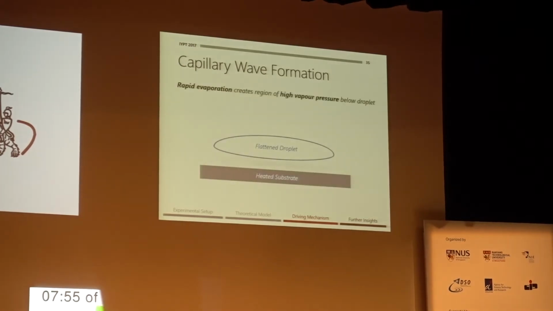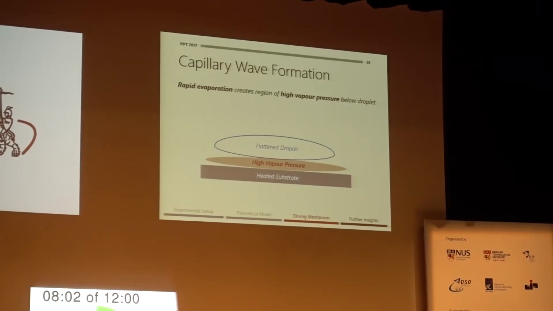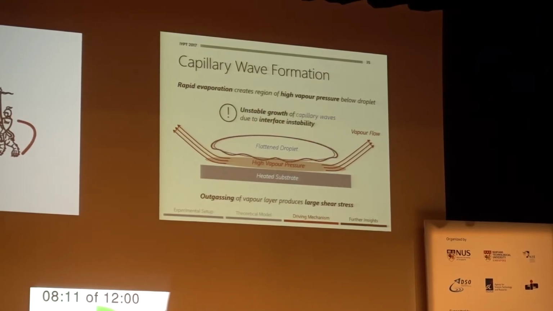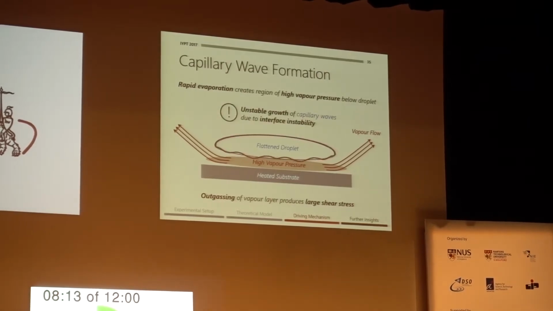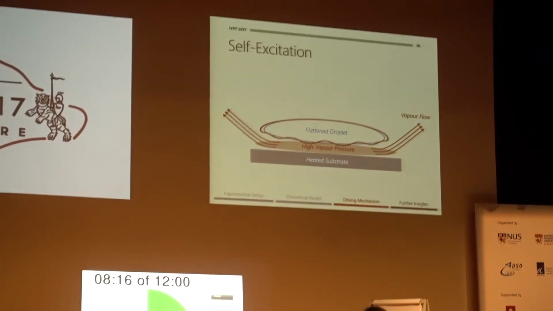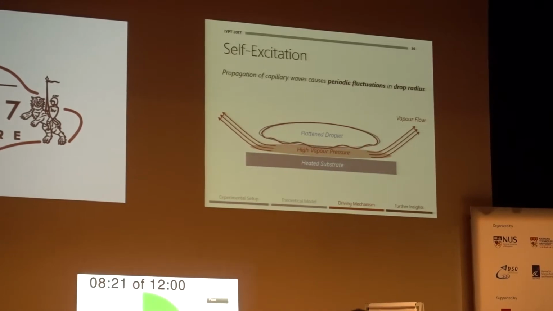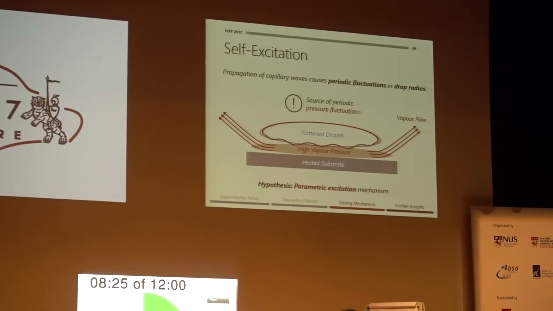To understand how the capillary waves are formed, we note that the rapid evaporation of the droplet will create a region of high vapor pressure below the droplet. The resultant outgassing of the vapor layer will produce a large shear stress on the bottom of the droplet, and this leads to an unstable growth of capillary waves due to interface instability. This leads to the self-excitation of the droplet, as the propagation of capillary waves causes periodic fluctuations in the drop radius and serves as the source of the periodic pressure fluctuations.